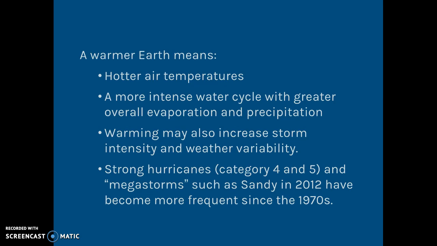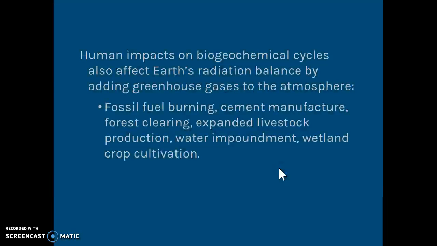A warmer Earth can mean hotter air temperatures, a more intense water cycle with greater overall evaporation and precipitation. Warming can also increase storm intensity and weather variability. And so strong hurricanes, we've seen a lot more of those, like Hurricane Sandy from 2012, which devastated so many people, and it was an extremely large disaster. These have just become more frequent since the 1970s when we start to see that spike in our hockey stick graph.